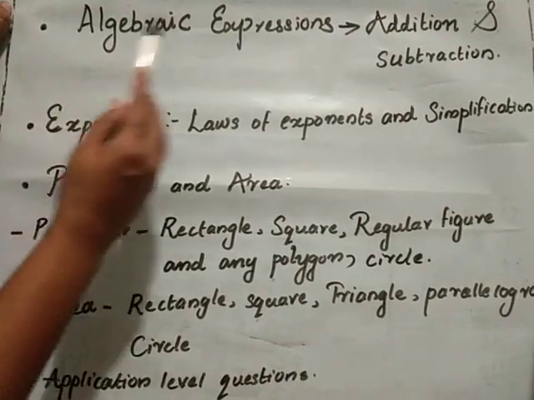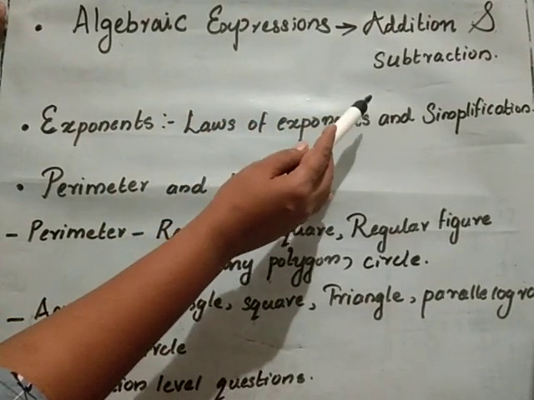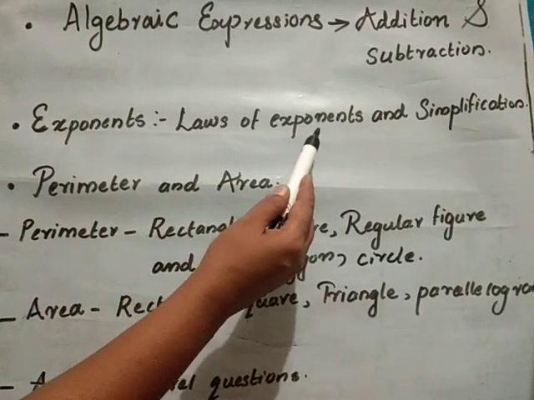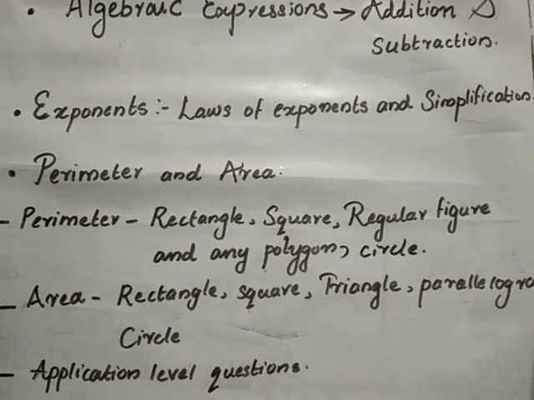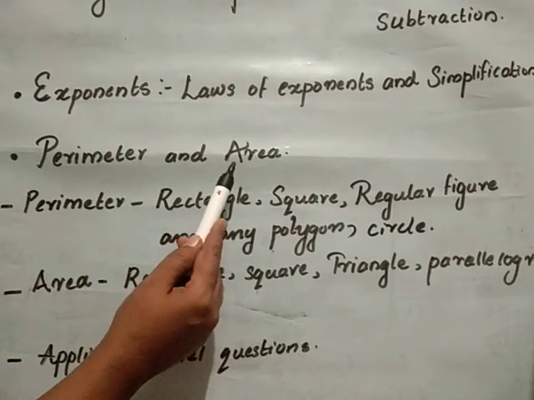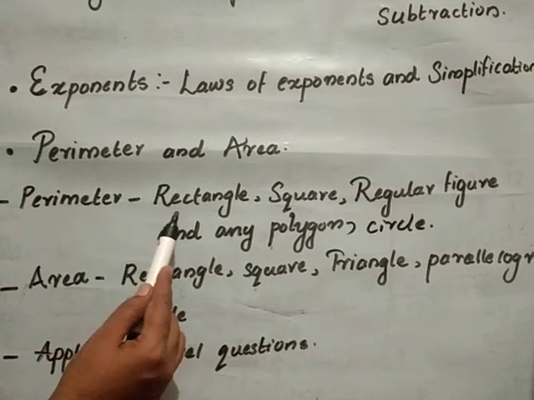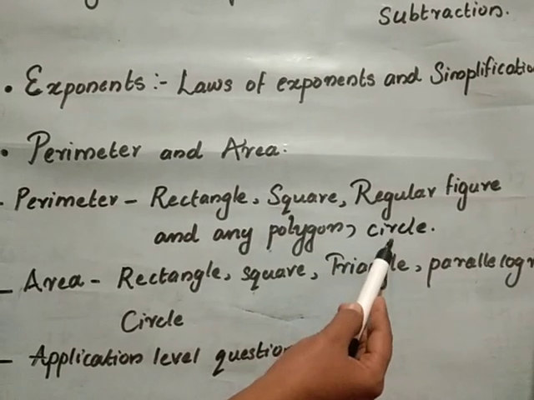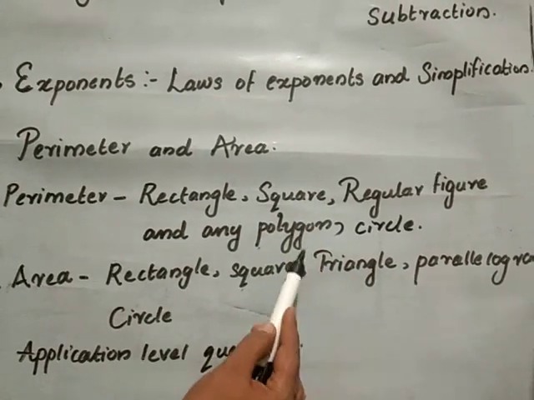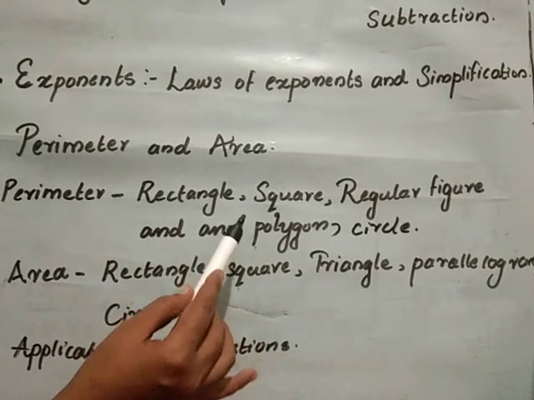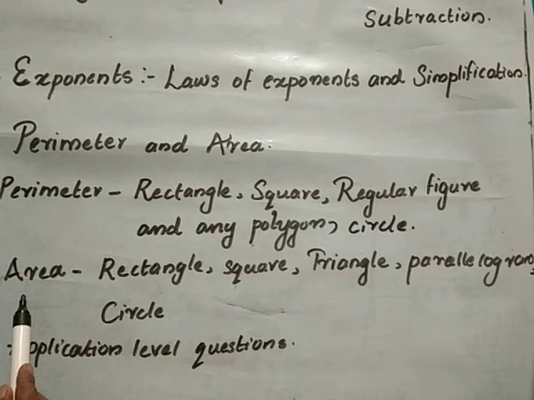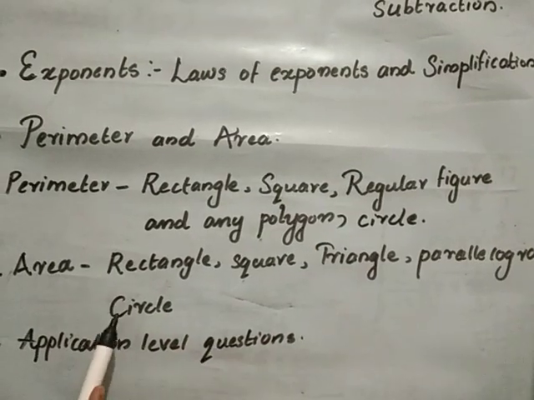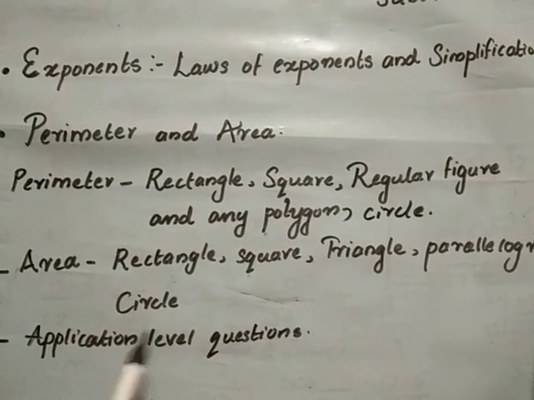Next point is in the chapter algebraic expressions, addition and subtraction. These are very important. Then in the chapter exponents, laws of exponents and simplification questions. Then the chapter perimeter and area. To find the perimeter of rectangle, square, regular figures, any polygon, and circle. Perimeter of a circle is known as circumference. For these figures, study the equation and how to find the perimeter. Then area based: area of rectangle, square, triangle, parallelogram and circle. Then its application level questions are there.